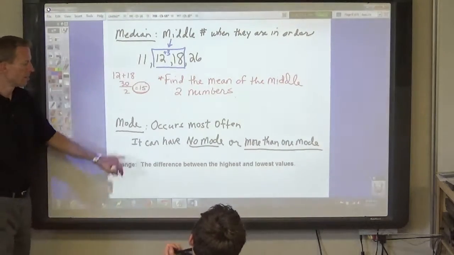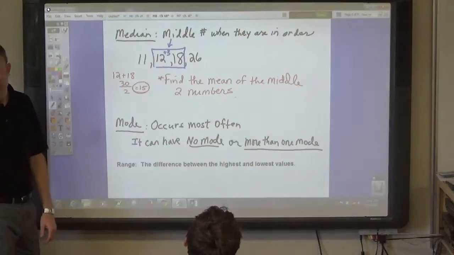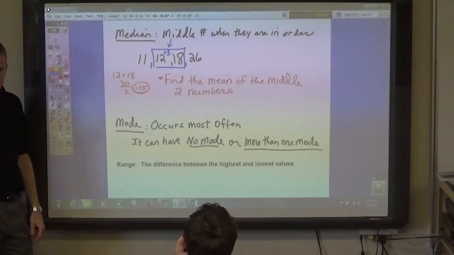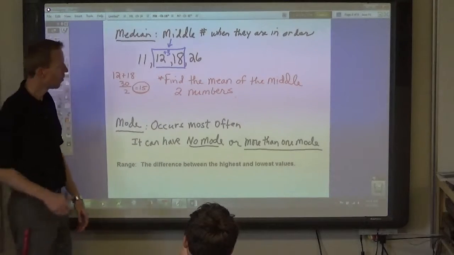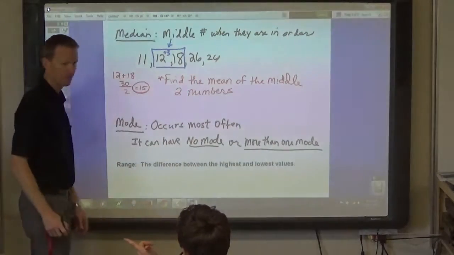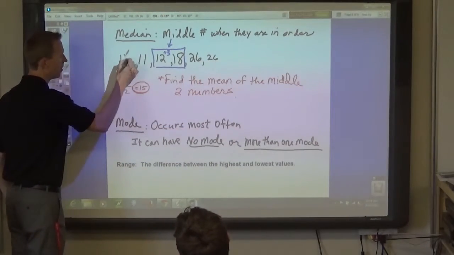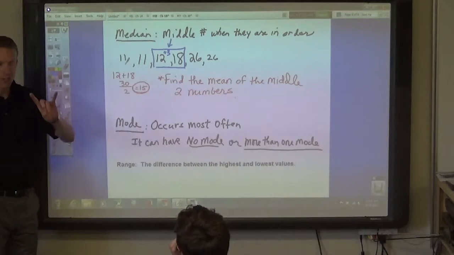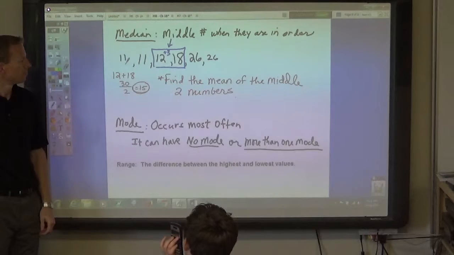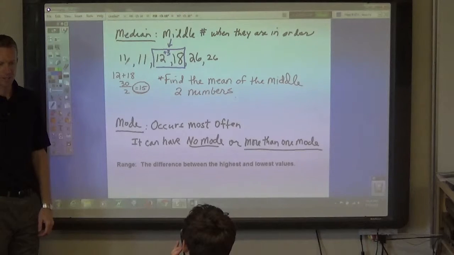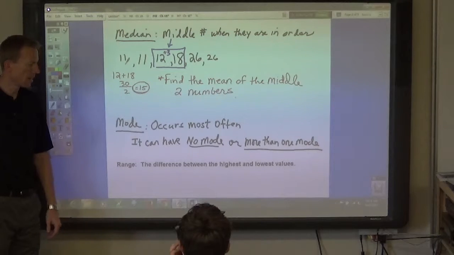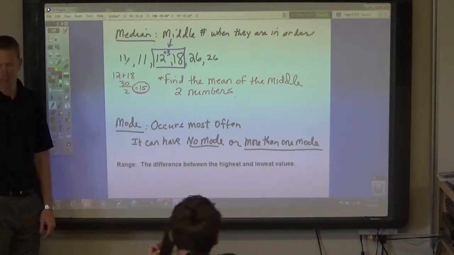How about the mode? The mode is the number that occurs more than once, right. What's the mode in this set? There is no mode, right? What if there was another 26 here? 26 is the mode. What if there was another 11 here? You'd have 2 modes, 11 and 26. Any questions about that? Then the range is the difference between the highest and the lowest values.